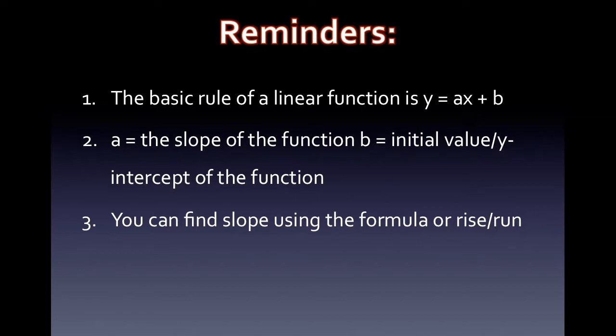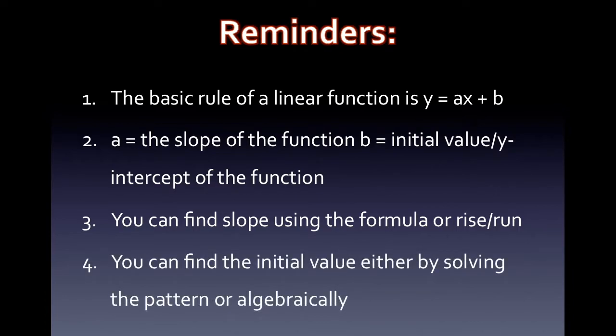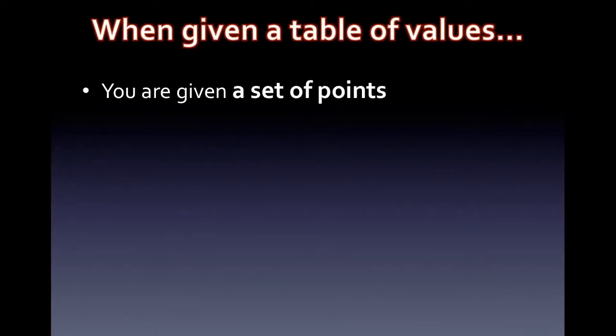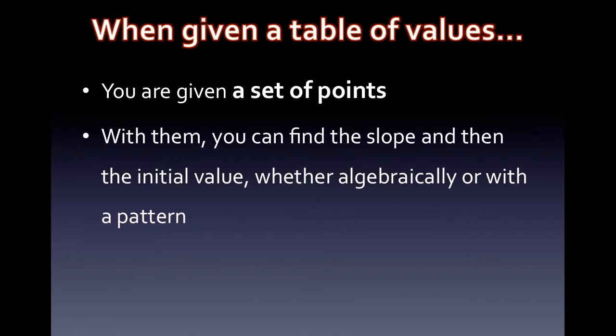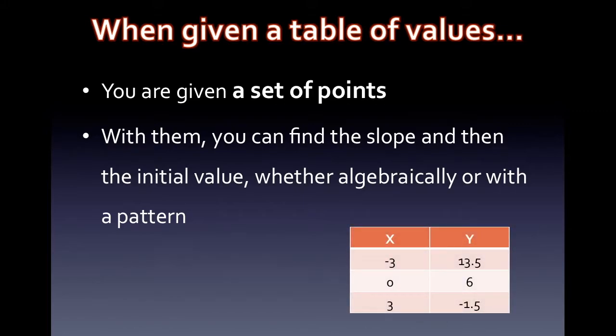You can find slope using the formula, or you can also use rise over run. And you can find the initial value either by solving the pattern given a table of values, or you can do it algebraically, as I just said. When you're given a table of values, you're given a set of points, which you learned when we were doing initial value. With those points, you can find the slope and then the initial value, whether algebraically or with a pattern. So here's one.